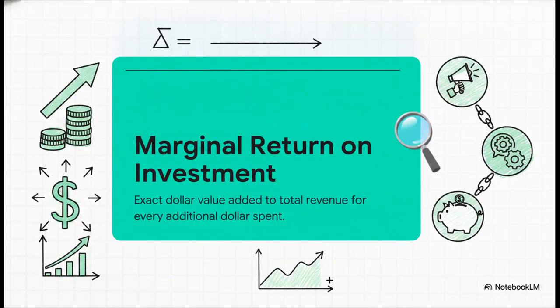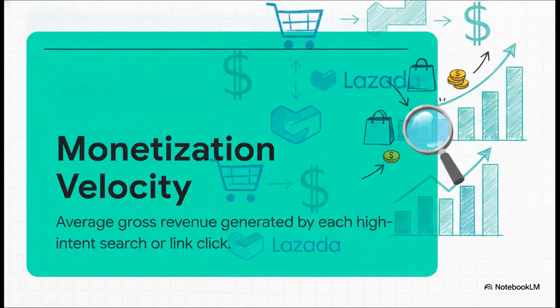Okay, let's break down this math a bit by defining the variables in their chain rule, starting with the ultimate goal. The first variable is the total marginal return on investment. In calculus terms, this is the change in revenue over the change in spend. Put simply, this tells us exactly how much new money pops out for every single additional dollar we pump into the influencer budget.